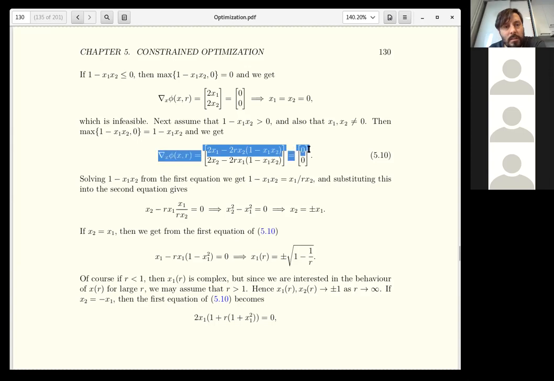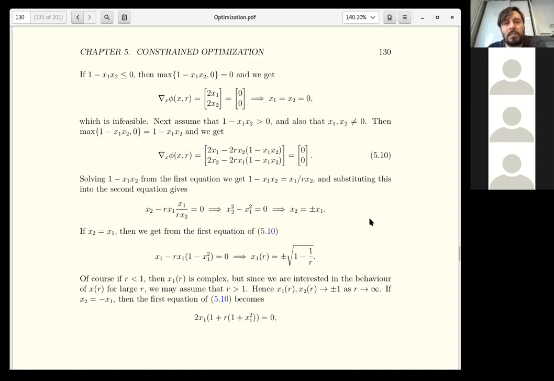first equation, setting this to 0, move all that stuff into the right-hand side, divide by 2r, and eliminate the 2 as a coefficient, and divide by x2. We get that 1 minus x1, x2 is equal to x1 divided by r, x2. Substitute this in the second equation here. That is the second line, putting this to 0.